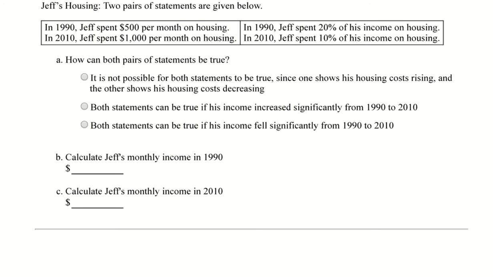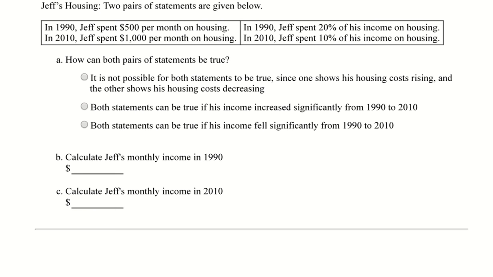So if his income, let's see, 20% of his income was on housing back in 1990, but now only 10% of his income is on housing in 2010. Some things could account for that, right? So maybe he got a raise. That's usually the most likely reason.